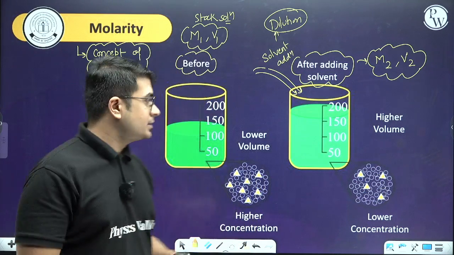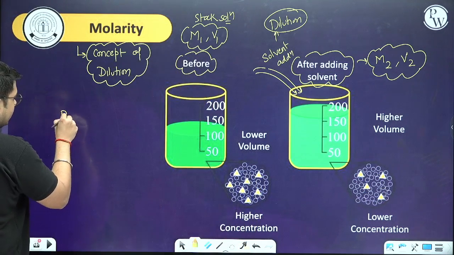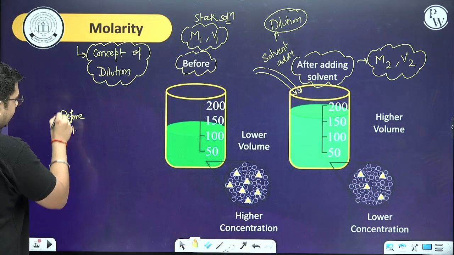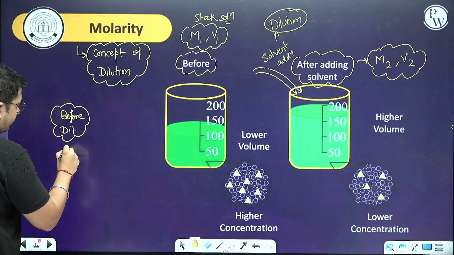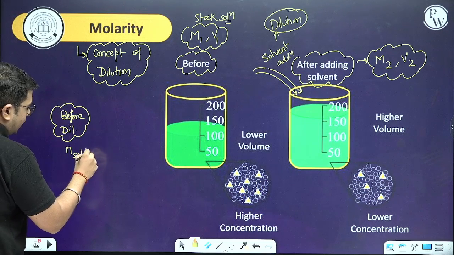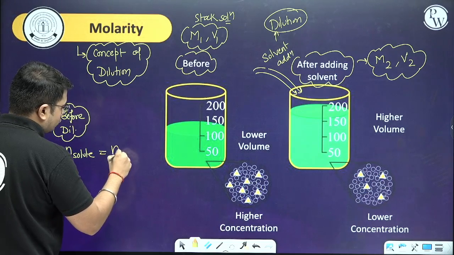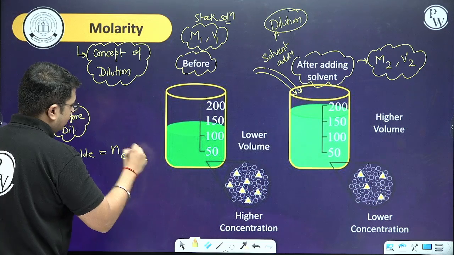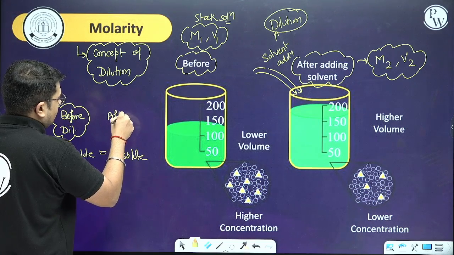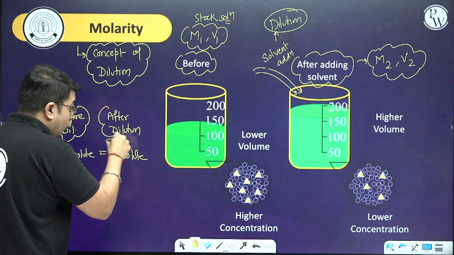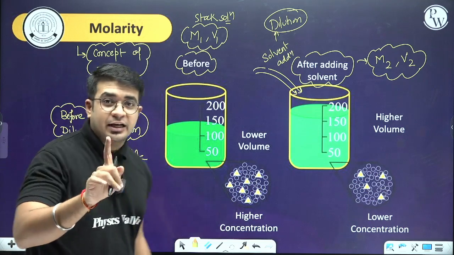It means you can say that before dilution, whatever number of moles of solute are present are equal to the number of moles of solute after dilution, because I am not changing anything.